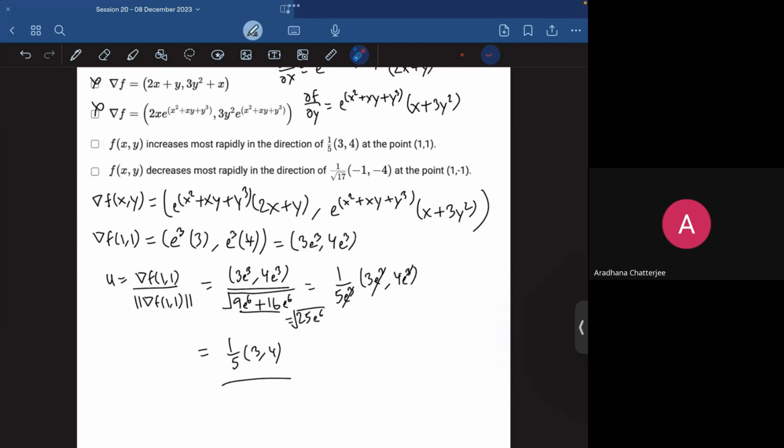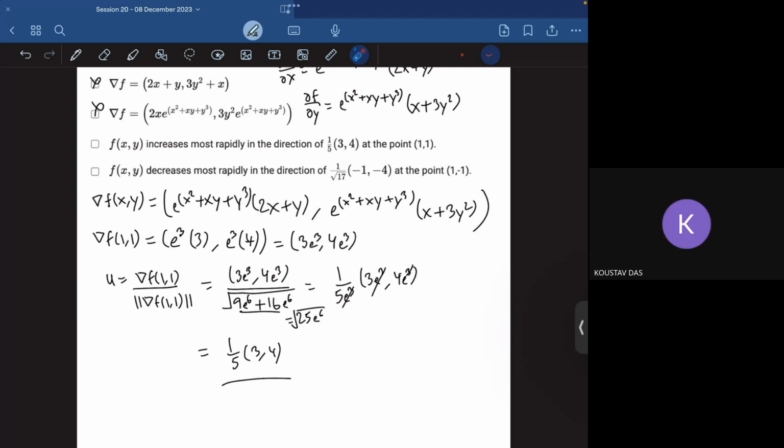Ma'am, why did you write 5 e to the power 3? It is the square root of 25 e raised to 6. When we take the square root, e raised to 6 is e raised to 3 squared. The square root of 25 is 5, and the square root of e raised to 6 is e raised to 3. And then we cancel out the common e raised to 3 here.